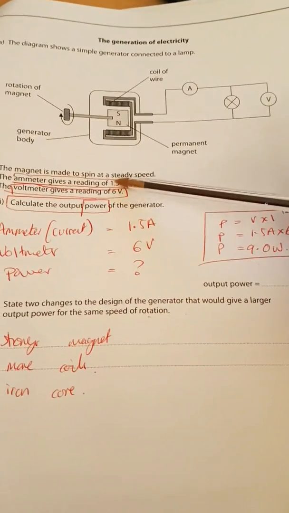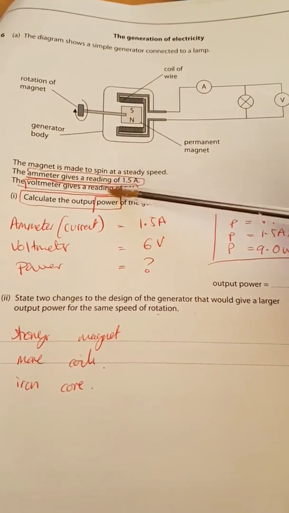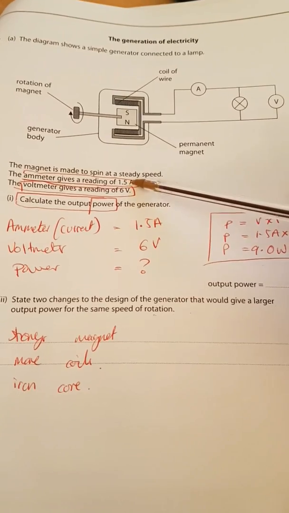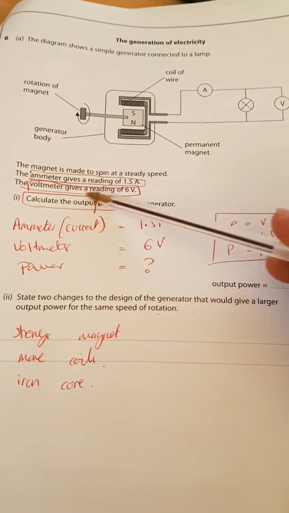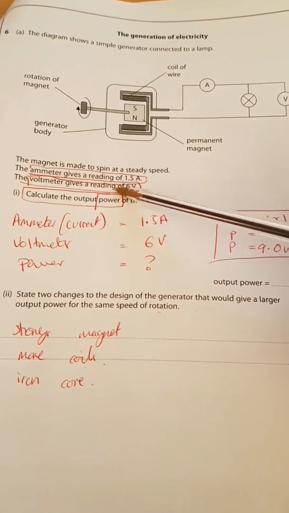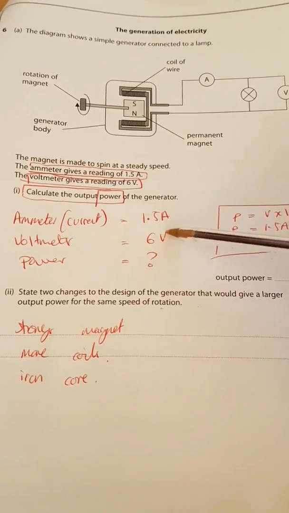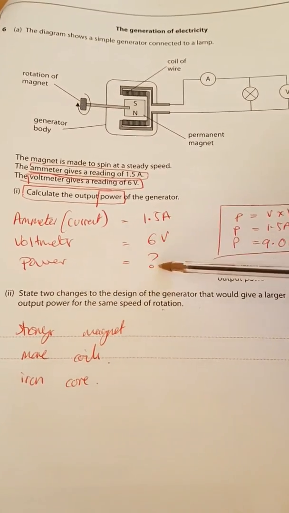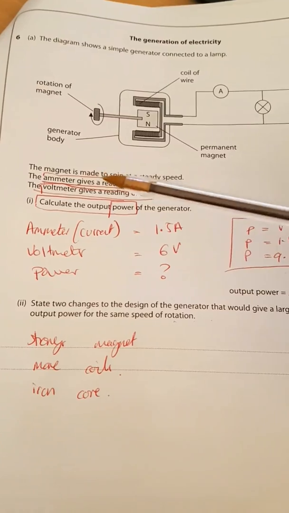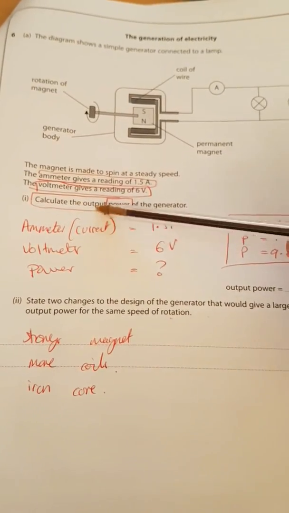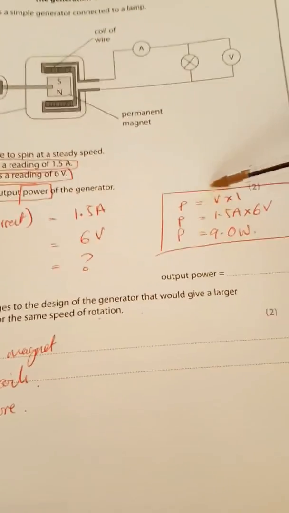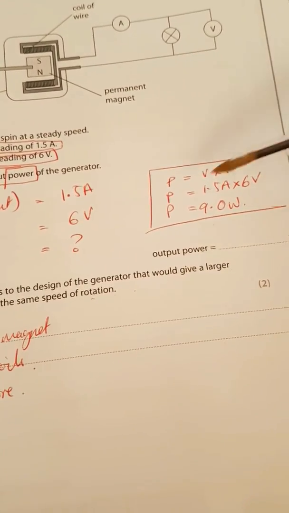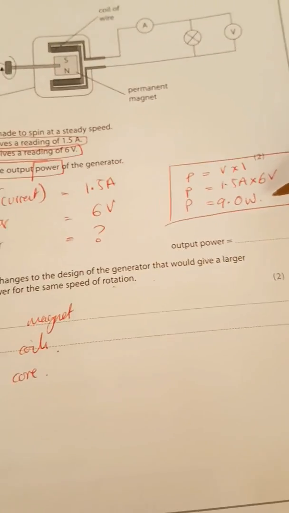So again, I'm using Andreas Method, very good method. I'm reading this question and getting the information out of it. I've got an ammeter, which by the way measures current, and it's given me 1.5 amps. I've got a voltmeter giving me 6 volts, and they want me to calculate the power. Power is missing. You go back to the beginning of your exam, look for the formula that has these three in, and you'll see that power equals voltage times current. The power is equal to 1.5 amps times 6 volts, so power is equal to 9 watts.